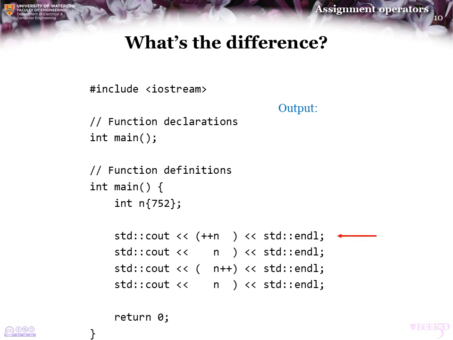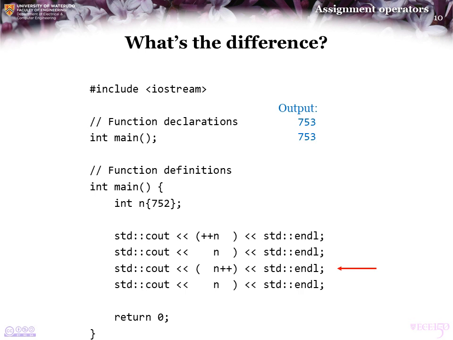Well, when we execute this first line, ++n first adds 1 to the value of n, and then returns that new value. So 752 with 1 added onto that is now 753. That is the value that is printed to the screen. At this point, the value of n is 753, and so the next line will print 753 to the screen.